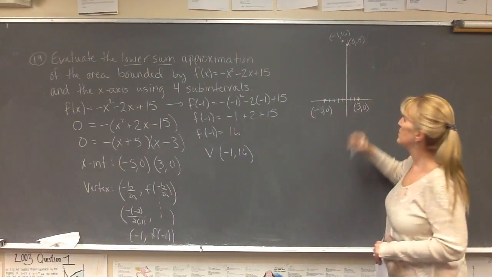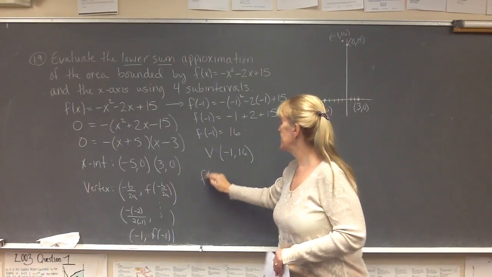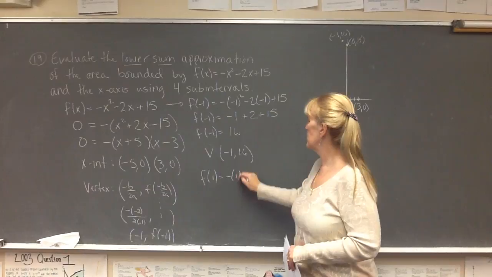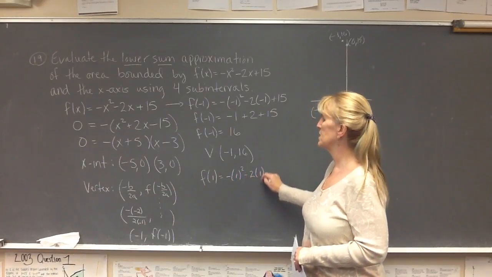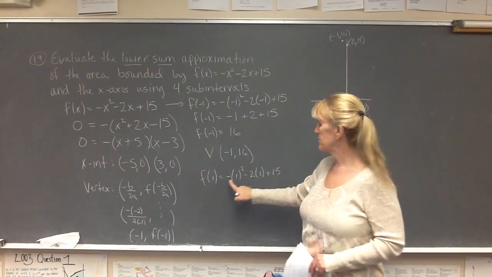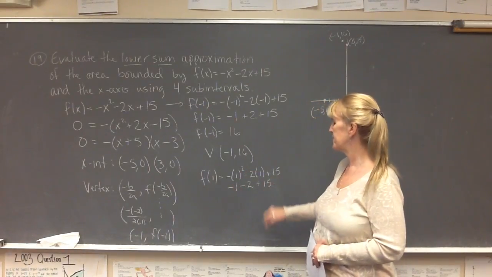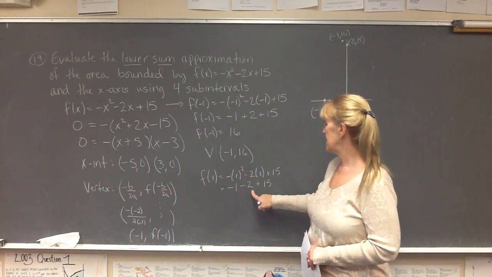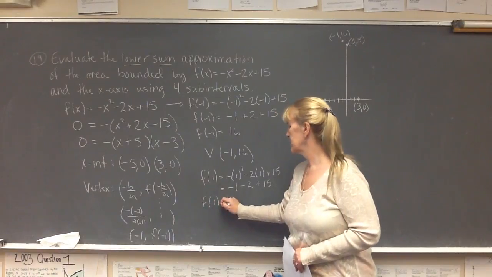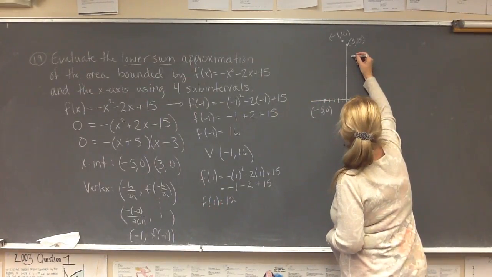Since I'm here, I might as well do a 1 and a 2 as quickly as I can. F of 1 should equal, going back to the original again, negative 1 squared minus 2 times 1 plus 15. If I take a 1 and square it, I get 1, and there's a negative sign on it. So negative 1 minus 2 plus 15. Negative 3 plus 15 is a 12. F of 1 is equal to 12.